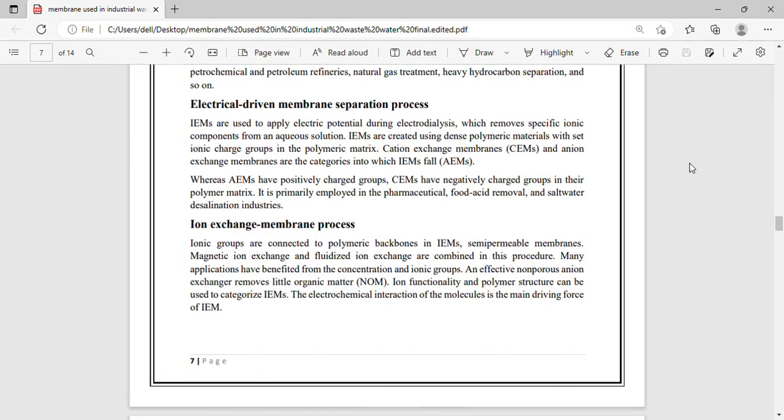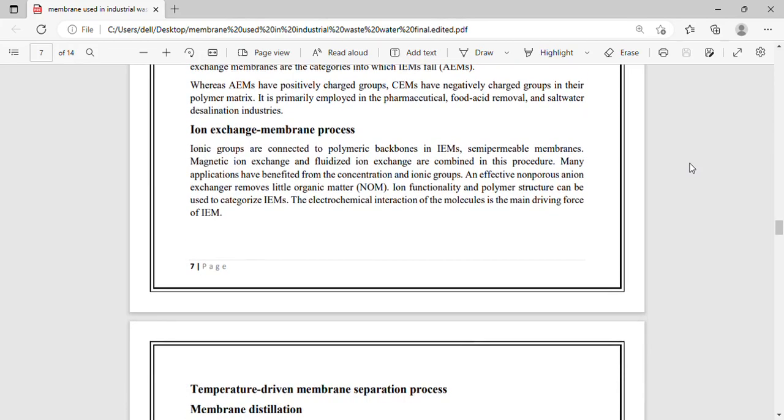Electrically driven membrane separation processes apply electric potential during electrodialysis, which removes specific ionic compounds from an aqueous solution. IEMs are created using polymeric materials with set ionic charge groups in the polymeric matrix. Ion exchange membranes fall into the categories of cation exchange membranes and anion exchange membranes. Whereas AMs have positively charged groups, CMs have negatively charged groups in their polymeric matrix. It is primarily employed in the pharmaceutical, food acid removal, and saltwater desalination industries.